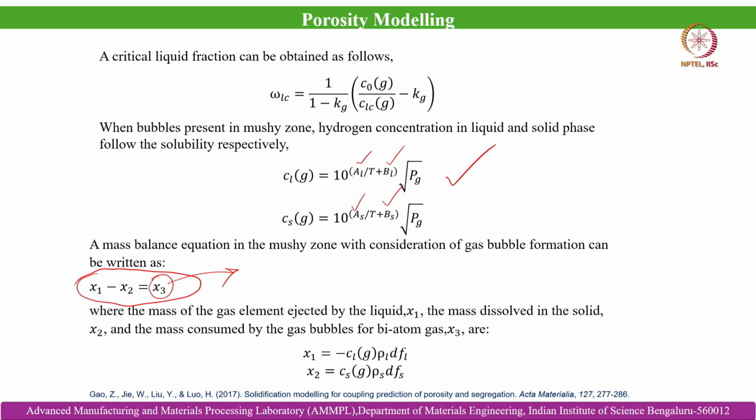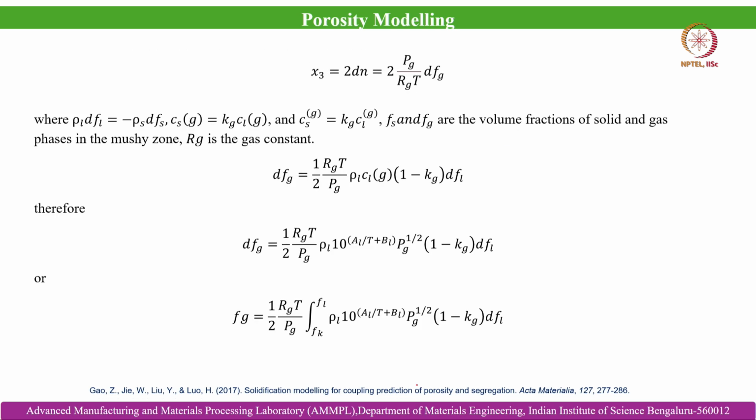So, assuming that gas bubbles are generating from biatomic gas, x1, x2, x3 can be defined as: x1 is equal to minus CLG rho L DFL, x2 is equal to CSG, because this is the amount which is getting dissolved within the solid phase, I mean the evolving dendritic mush, is equal to CSG rho S DFS, and x3 is equal to 2 dN, is equal to 2 Pg by RGT DFG. Where rho L DFL is equal to minus rho S DFS.